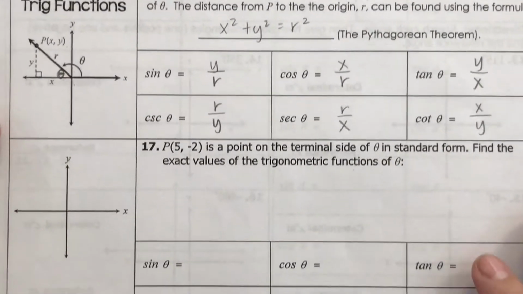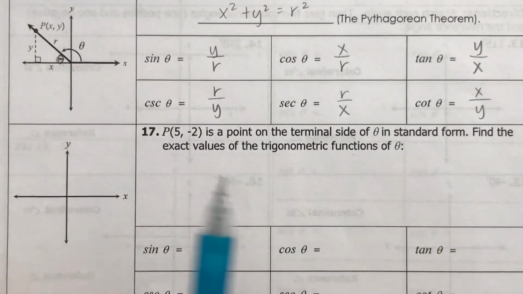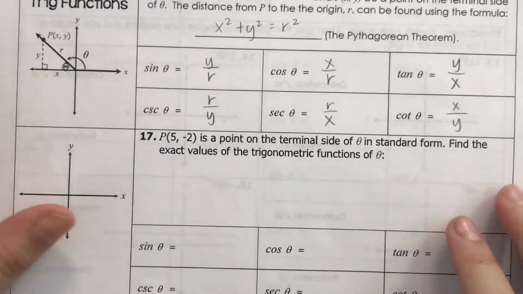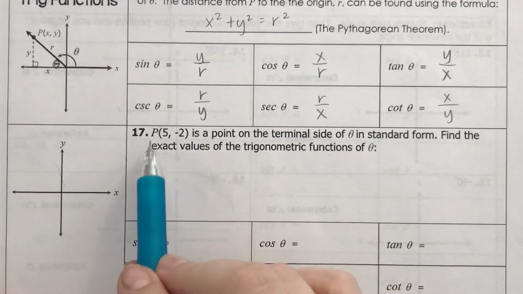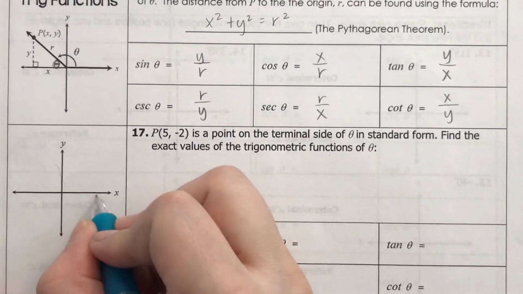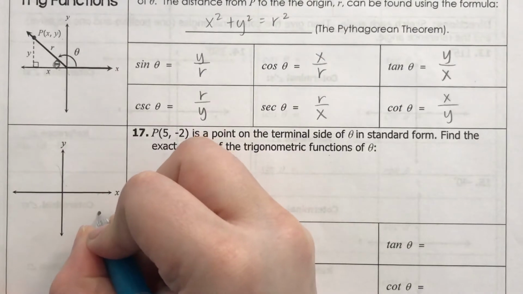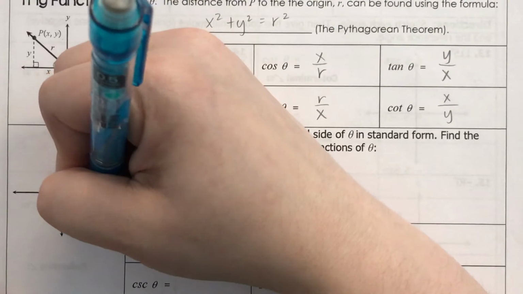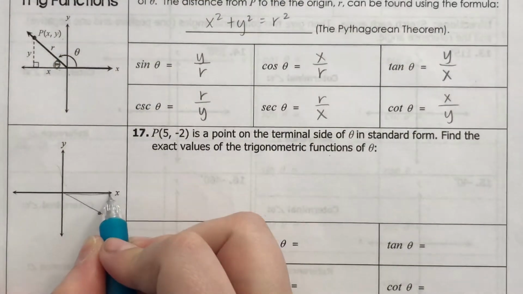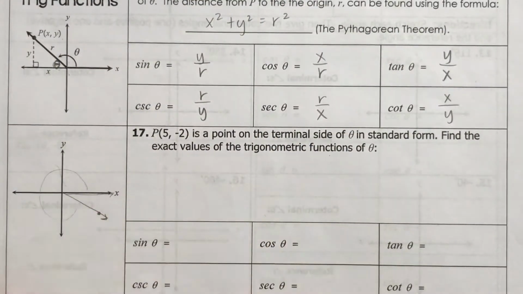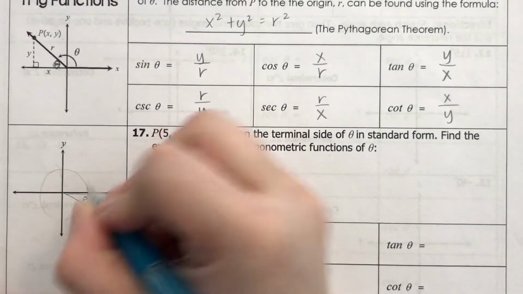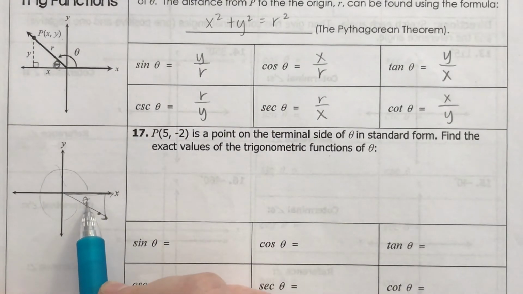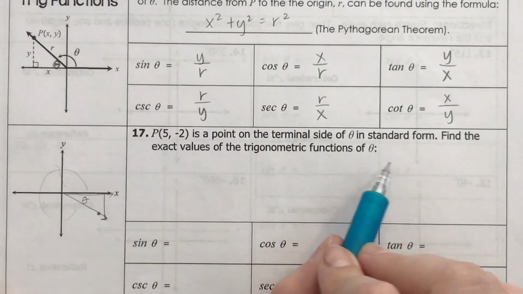Okay, we're going to do an example with this. So what you're going to do is you're going to use this to draw a picture. I'm going to give you a point and you're going to have to draw a triangle. So the point P, 5, -2, is a point on the terminal side of theta in standard form. So here's our angle here, which means theta is actually this guy, but we're going to do theta this side. Okay, so theta is our angle here. Find the exact values of the trigonometric functions of theta.